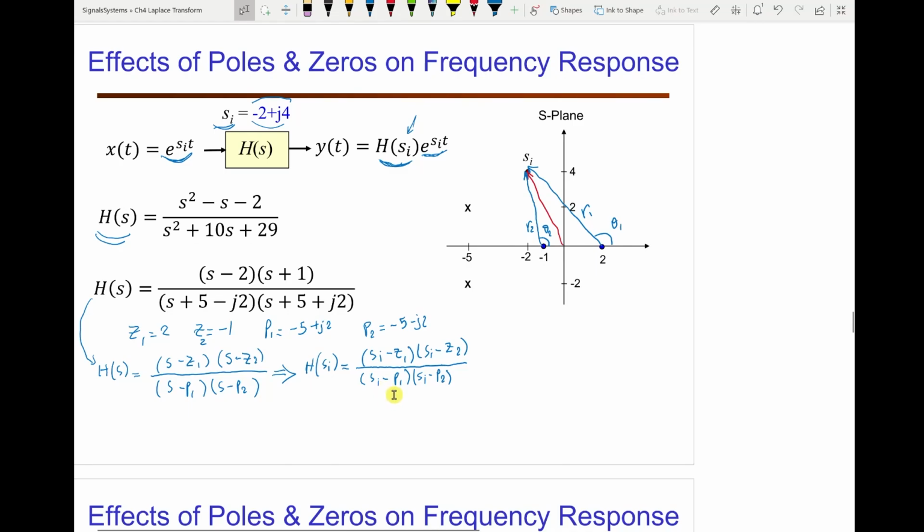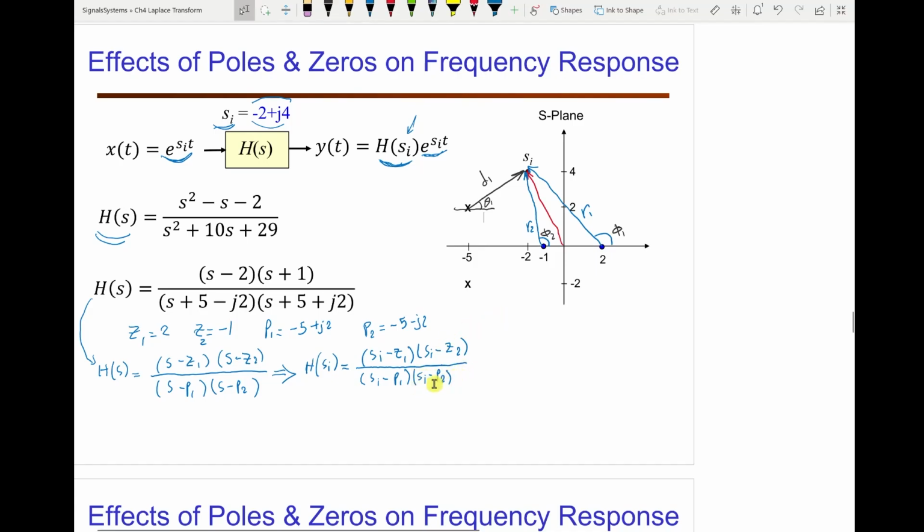So this will be a vector that originates at the pole. Let's draw the pole, p1. So that will be this vector. And s_i minus p1 will be a vector from p1 to s_i. And let's call the length here D1. And now I don't need this anymore. And let's call this angle, let's change the symbol here, not theta, phi1. And this one also phi2. And this we call theta1.